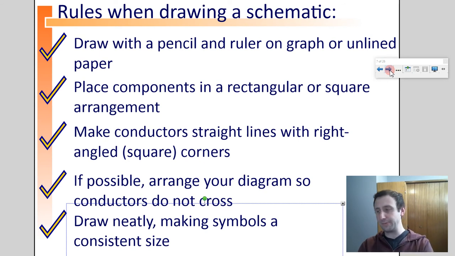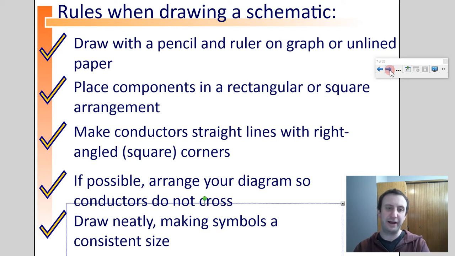So when you draw a schematic, and we are going to do a little bit of drawing of schematics, but primarily we're just going to be building virtual circuits and testing them out. But if you were to draw one, you should draw it with a pencil and ruler. The ruler is, of course, very important, so we get nice, straight, even lines on graph or unlined paper. You place components in a rectangular or square arrangement. So you essentially just place things in a way that makes sense, so it fits a rectangular type pattern.